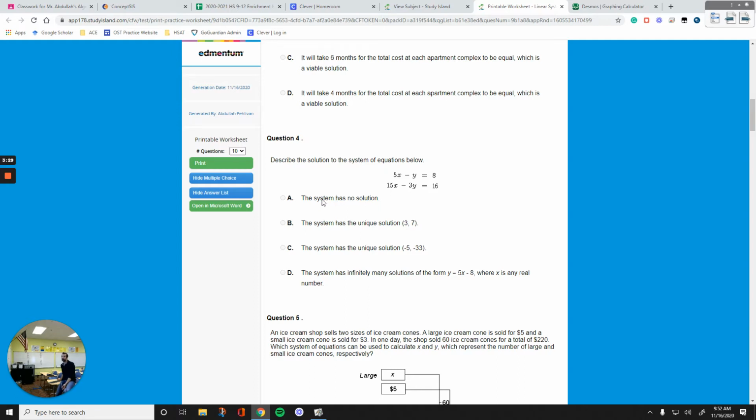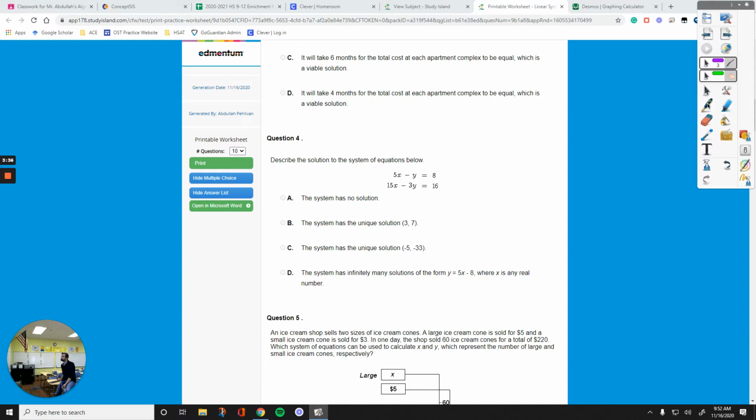So let me talk about what it means when the system has no solution. That means the lines do not intersect. If the lines do not intersect, let's say the first line looks like this, and the second line looks like that. Then you'll say the lines don't intersect, so the system has no solution. However, let me see if these are. No, these are going to intersect.